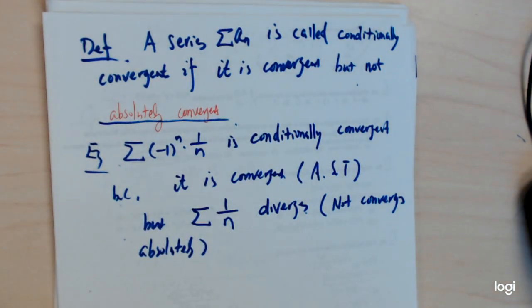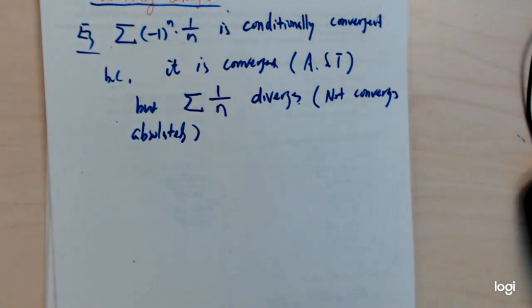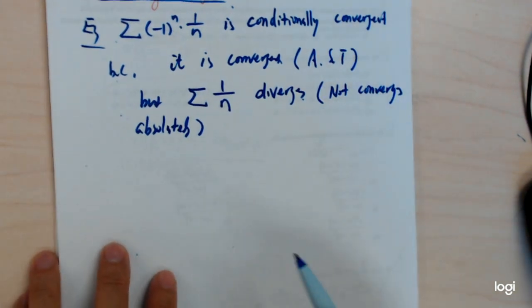So these are the two concepts. Obviously, this does not give us any test to check if it converges absolutely or conditionally. It's just a concept. So I'd like to give you a few more examples to clarify this concept.